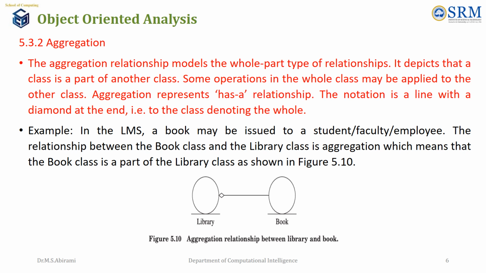In the library management system, a book may be issued to a student, a faculty or an employee. The relationship between the book class and the library class is aggregation, which means that the book class is a part of the library class. So a book is a part of the library class.